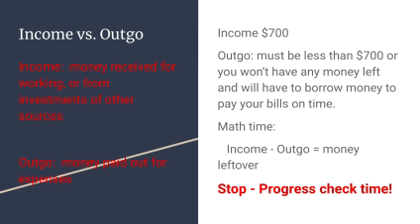Income. Income is the money received for working or from investments or other sources. Outgo is the money paid out for expenses. That's what we're going to talk about right now. So remember Jake from our previous progress? How does Jake get the money for all of those expenses? He makes it by working during the day at a service station, a gas station.